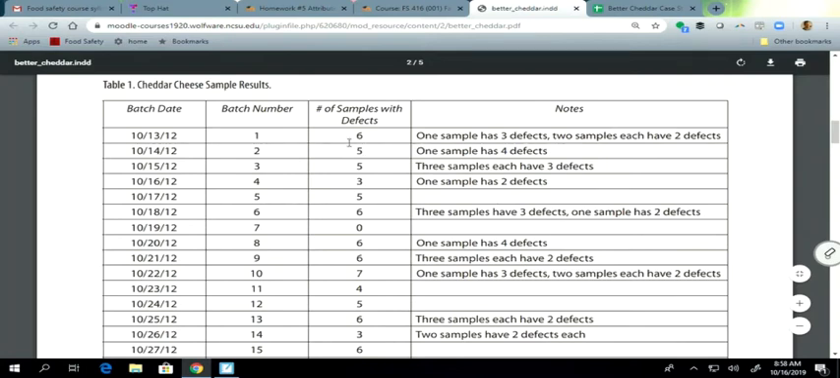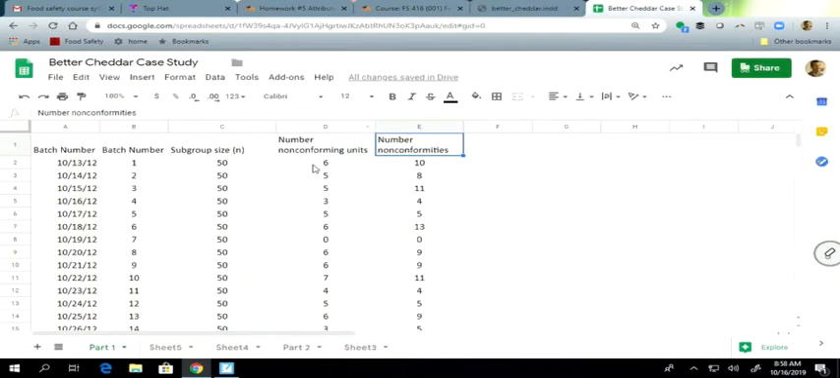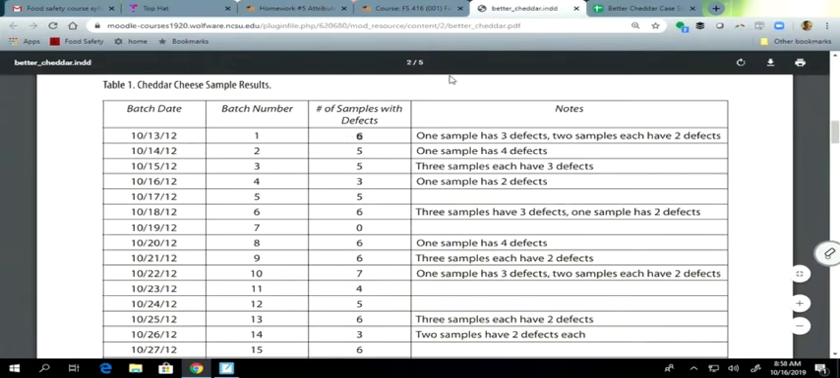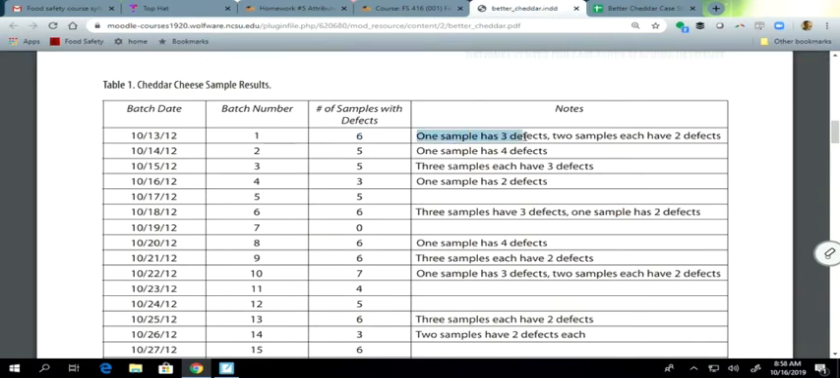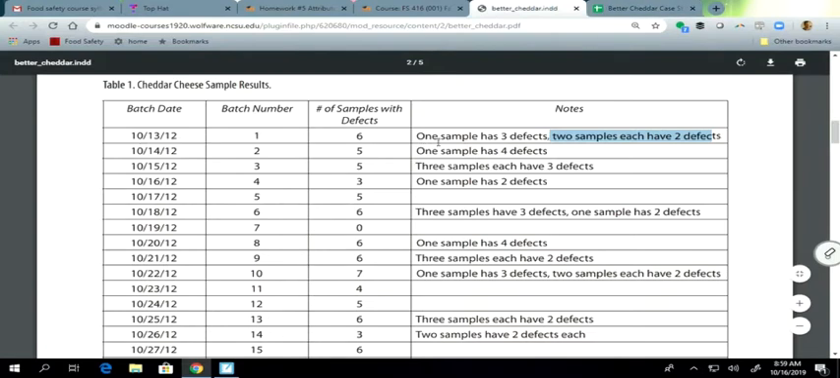So for that first subgroup, we have 6 samples with defects. In the column here, we have 6. So defects, they're rejects, right? Whereas, of those 6, one sample has 3 defects. 2 samples each have 2 defects. So 3 plus 2 plus 2 is 7, and then we have 3 more.